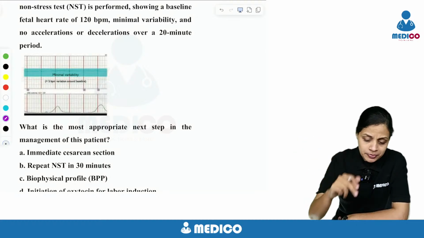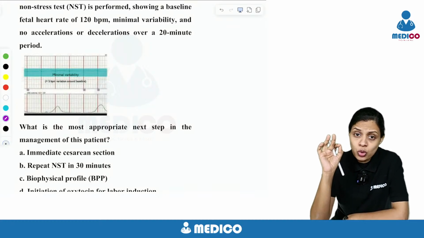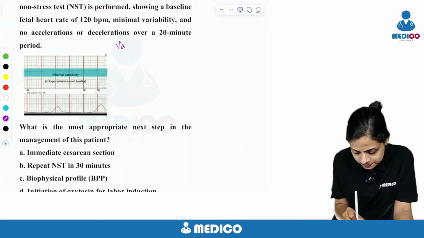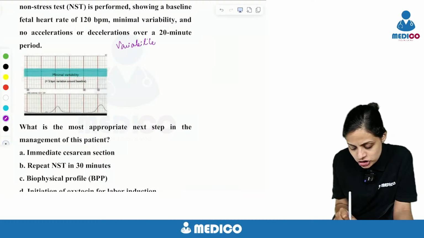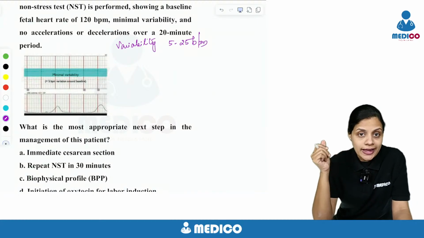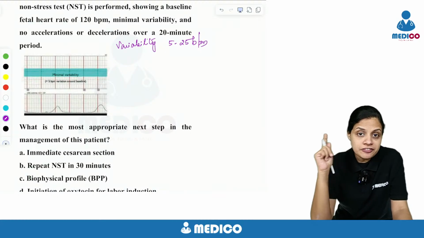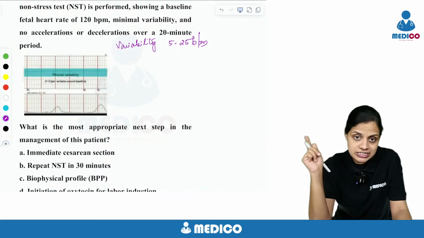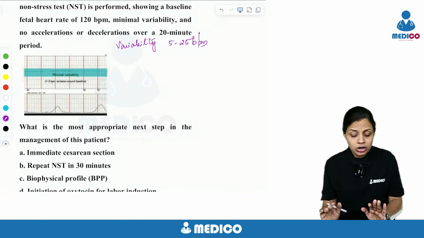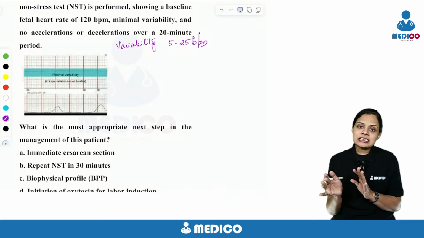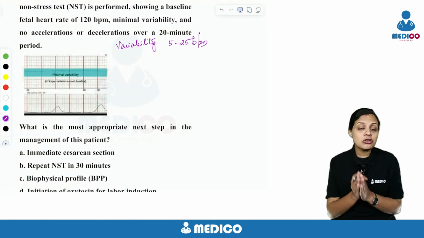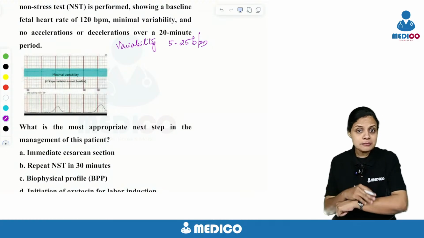What is variability? Variability is the most important factor that determines the fetal outcome. The normal variability is around 5 to 25 beats per minute. Then you've got acceleration. Acceleration means more than 15 beats per minute, lasting more than 15 seconds. And there must not be any decelerations. Right. So that is how you define an NST. If the NST is normal, it indicates that the neurohormonal status and the cardiovascular activity of this baby are normal. That is the importance of NST.